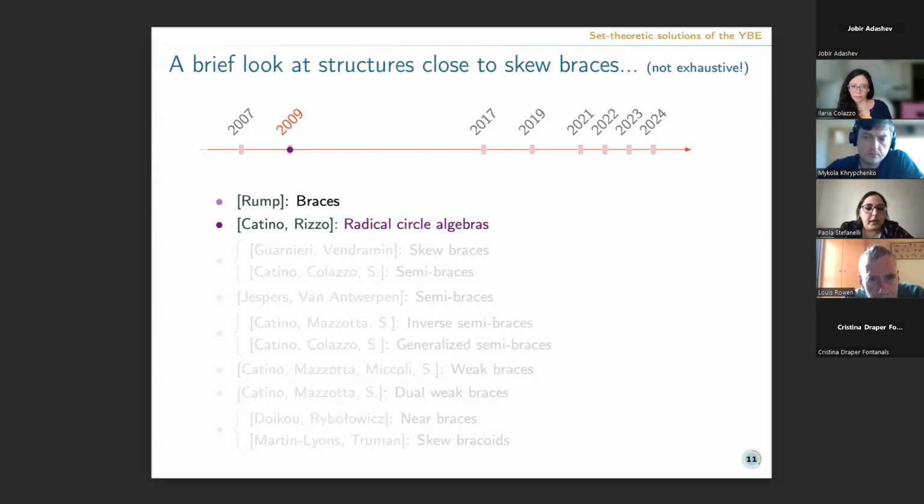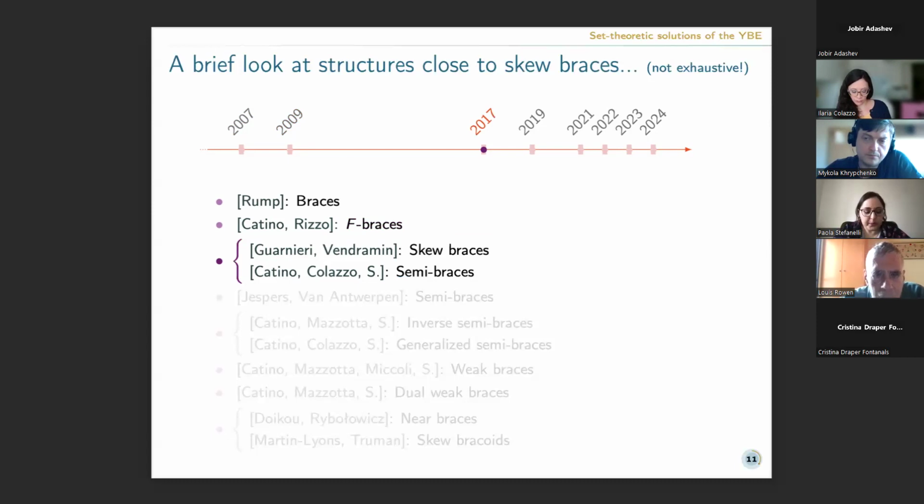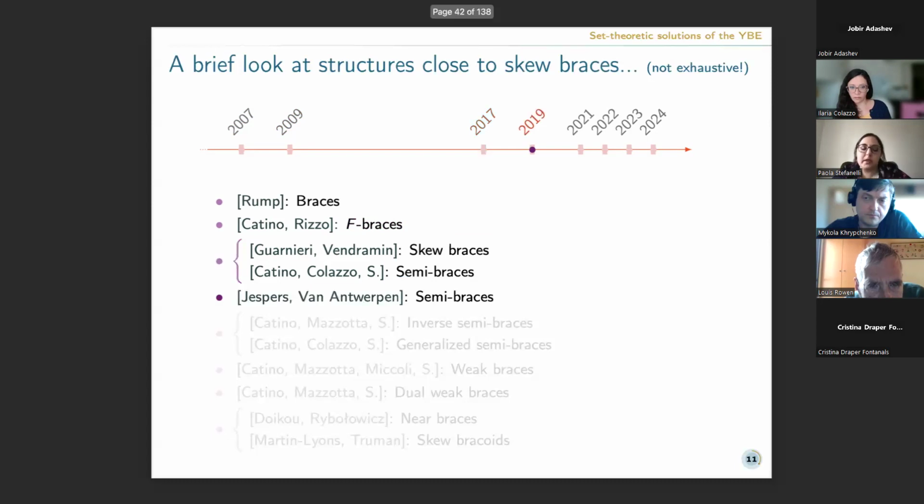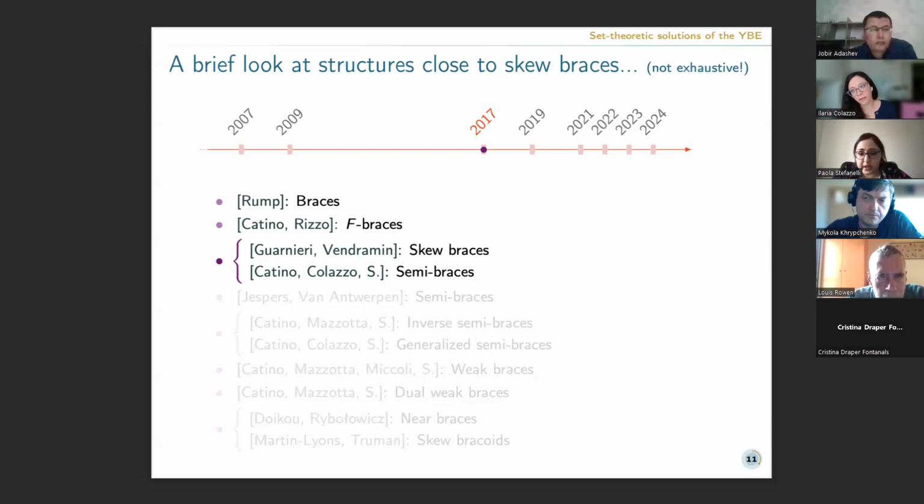Later we can find the skew braces introduced and studied by Guarnieri and Vendramin. And in the same year, Catino, Colazzo, and myself introduced another structure, the semi-braces. This structure is, in some sense, similar to skew braces. The additive structure is a left-cancellative semigroup, and they also provide left non-degenerate solutions to the Yang-Baxter equation.